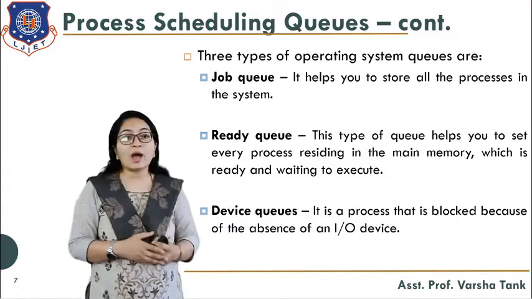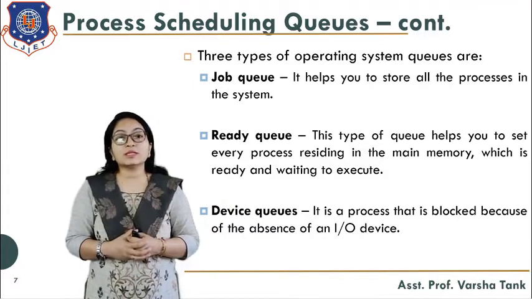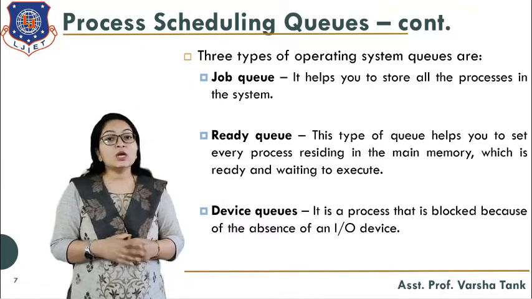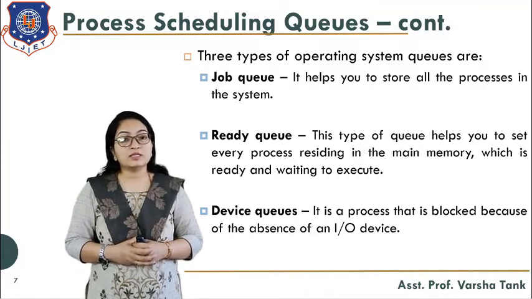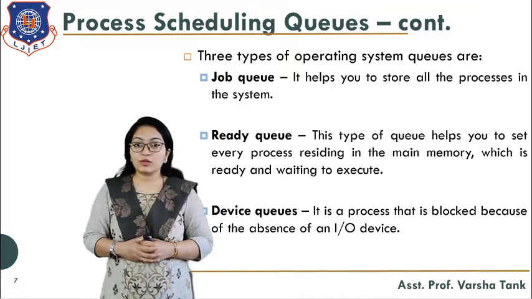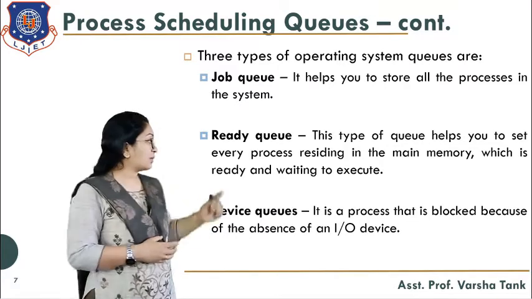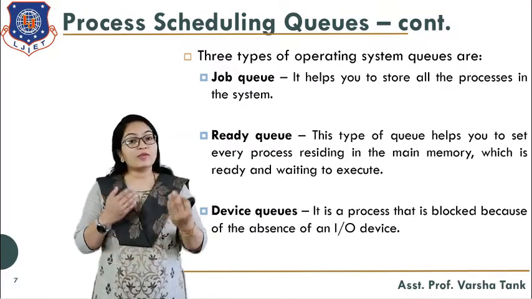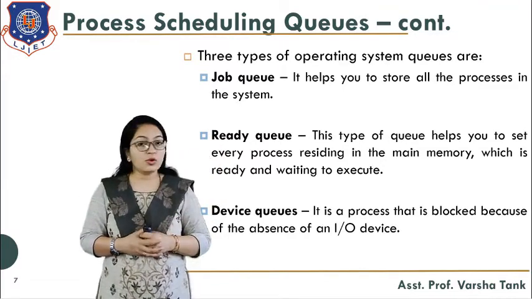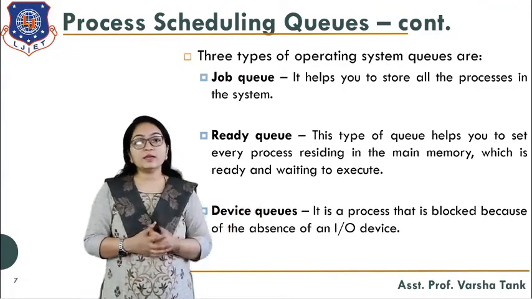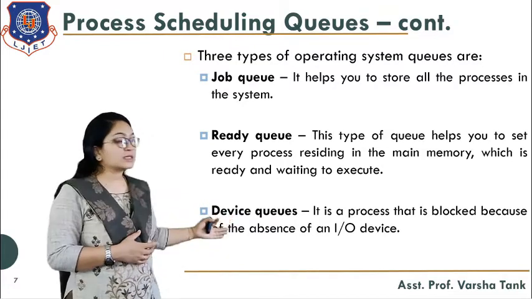This type of queue helps you to set every process residing in the main memory which is ready and waiting for the execution. That means when processes are ready for execution, at that time they are in the ready queue. When a process arrives, at that time it is in the job queue. When ready, then it is in the ready queue. Then next is the device queue.